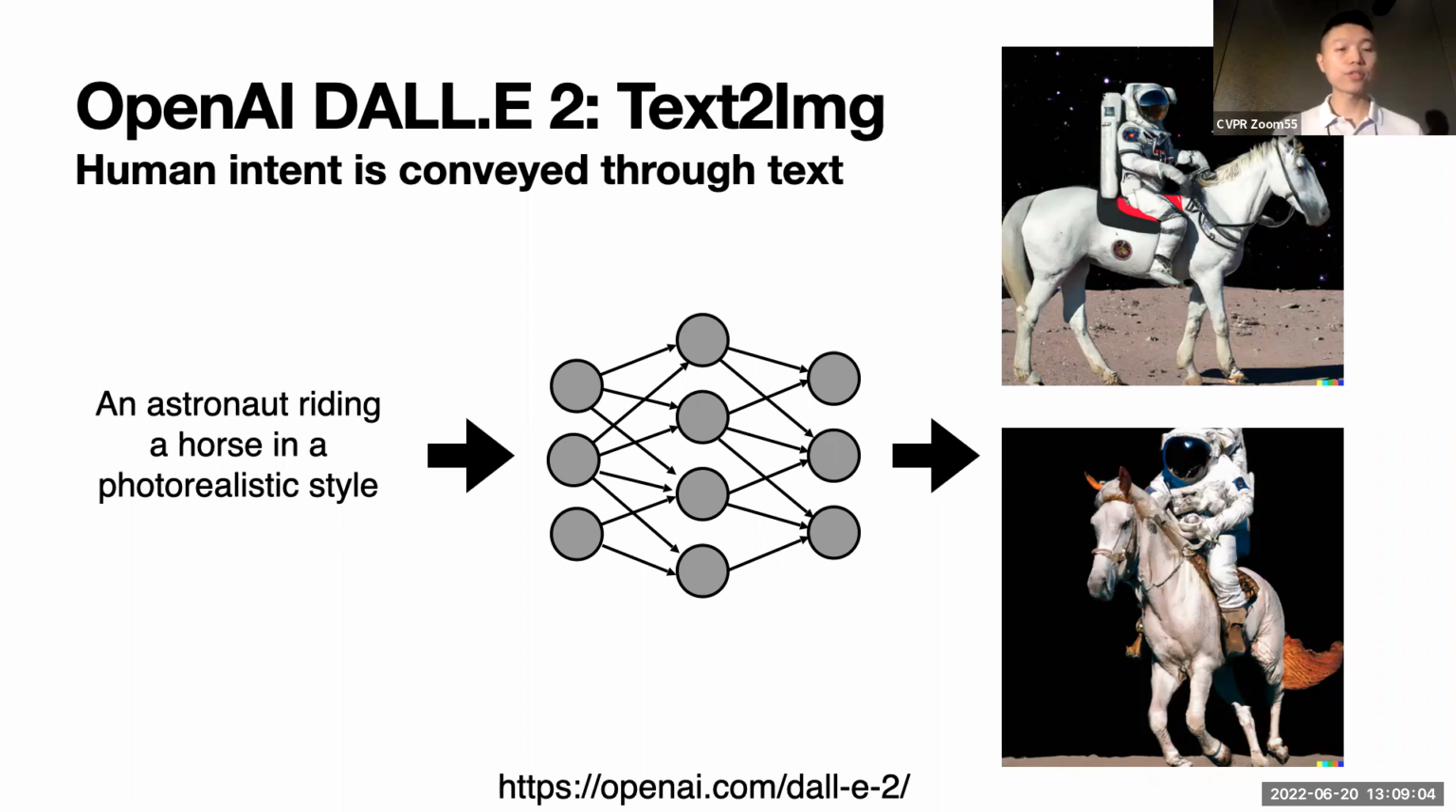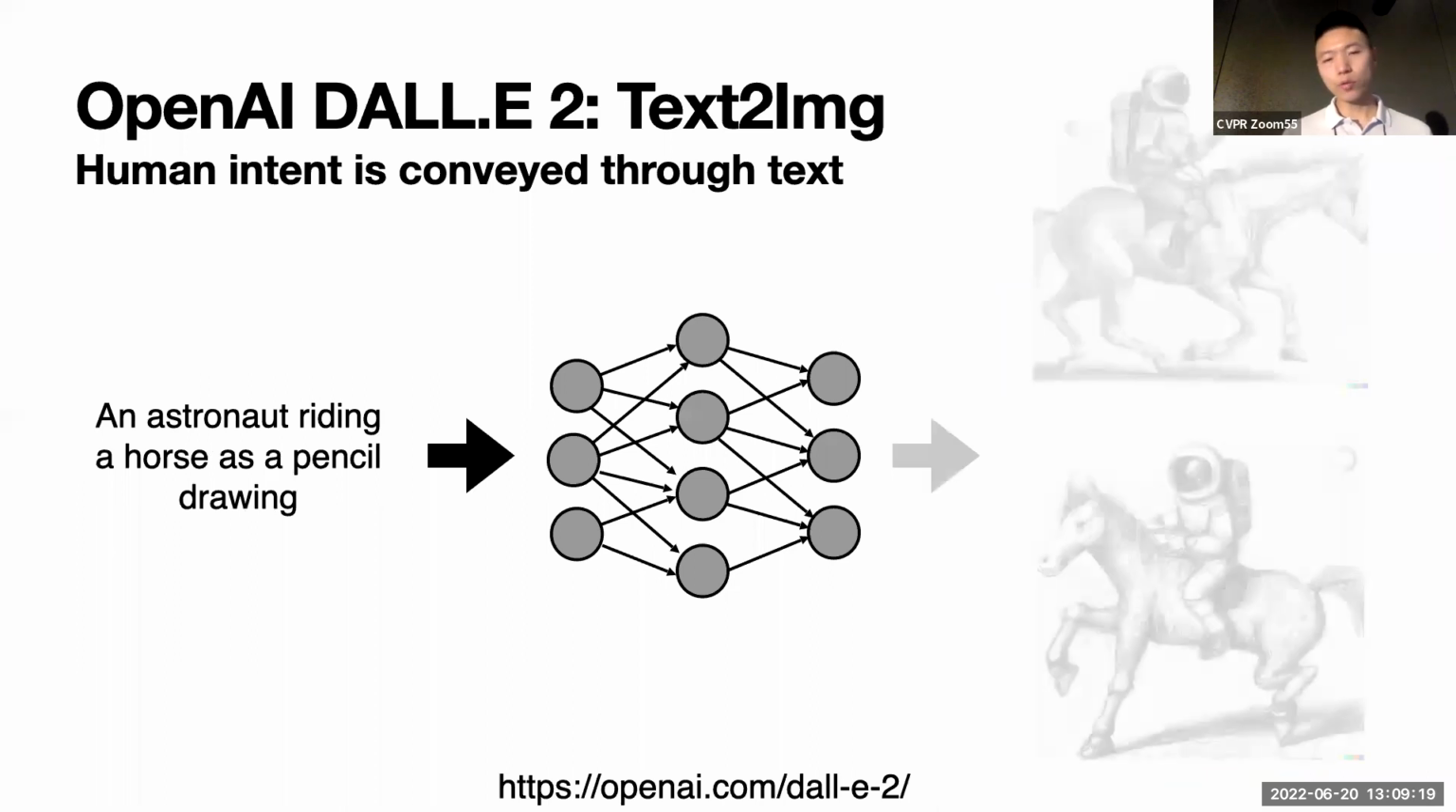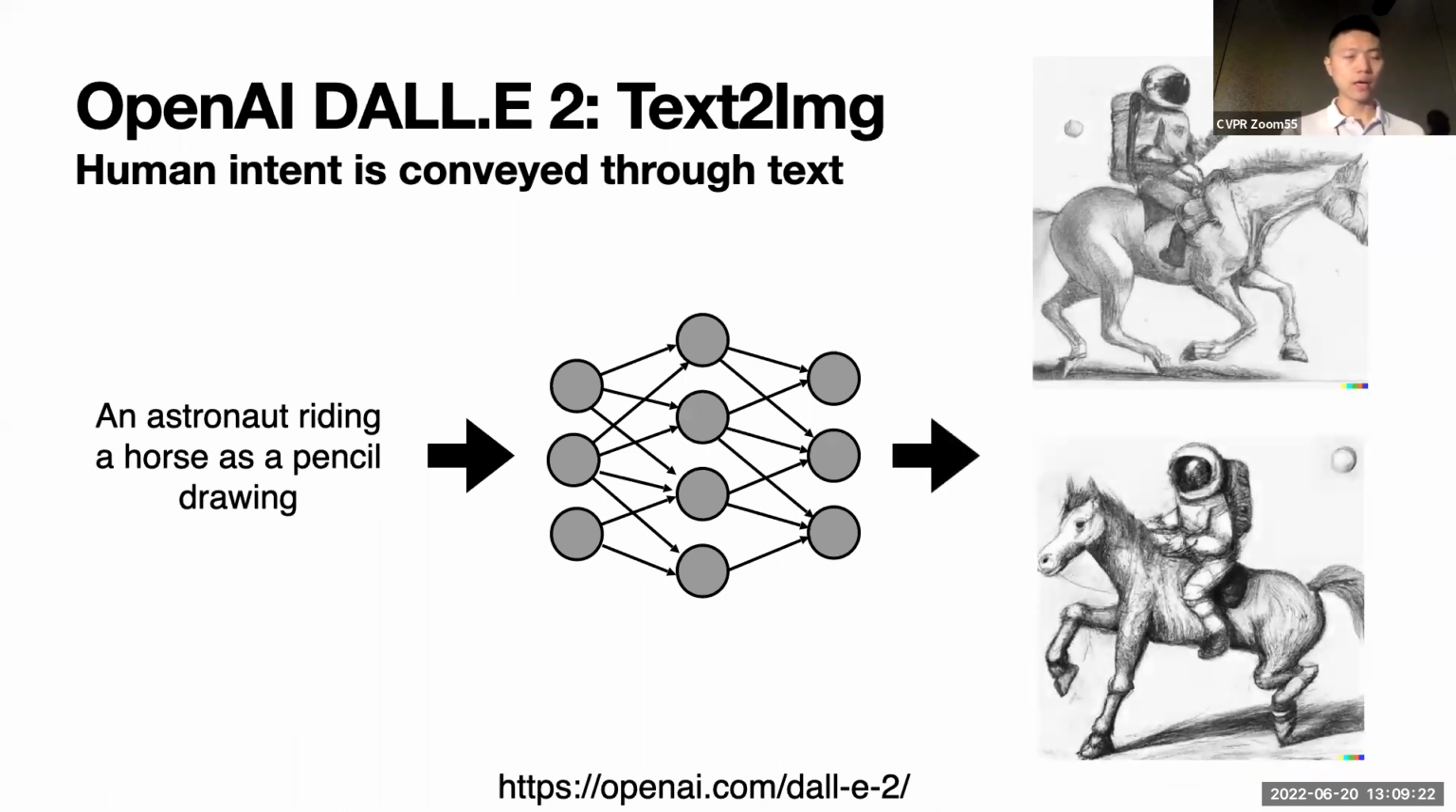For example, here we can input the sentence "an astronaut riding a horse in a realistic style," then DALL-E 2 will translate the sentence into a certain image. If we change the input sentence, then DALL-E 2 will output a different image. Here the input is "an astronaut riding a horse as a pencil drawing," so it will change the style of the content. But one issue is that you can see the content still changes, not like we are doing style transfer. The overall content already changed when we have a different input.